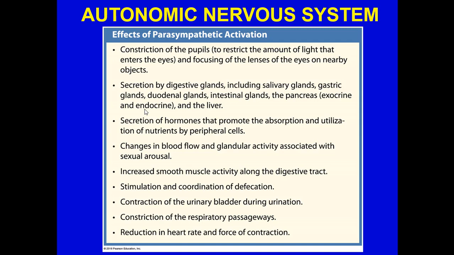You will have an increased secretion of digestive glands, including the salivary glands, gastric glands, duodenal glands, intestinal glands, pancreas, the exocrine and endocrine, and the liver. Secretion of hormones that promote the absorption and utilization of nutrients by peripheral cells. Changes in blood flow and glandular activity associated with sexual arousal. Increased smooth muscle activity along the digestive tract, stimulation, coordination, defecation. Contraction of the urinary bladder during urination, constriction of the respiratory passageways, reduction of heart rate and force of contraction.